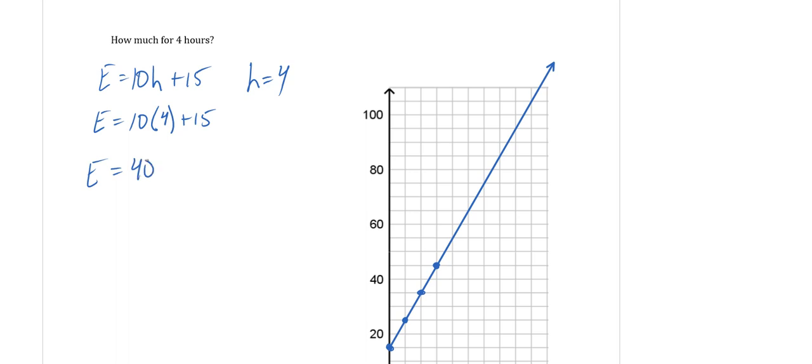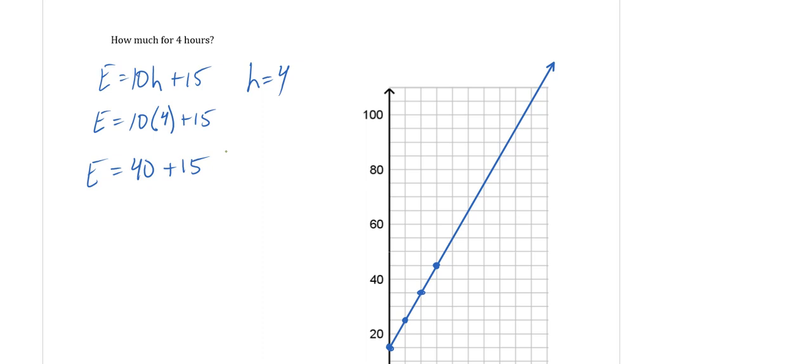Put your pencil down and think about this. $10 an hour for 4 hours is $40. That's what that means. But don't forget that original 15 that we started at. That's still 15. The more hours is going to just change this part. The 15 will never change. That's why we call this the change.